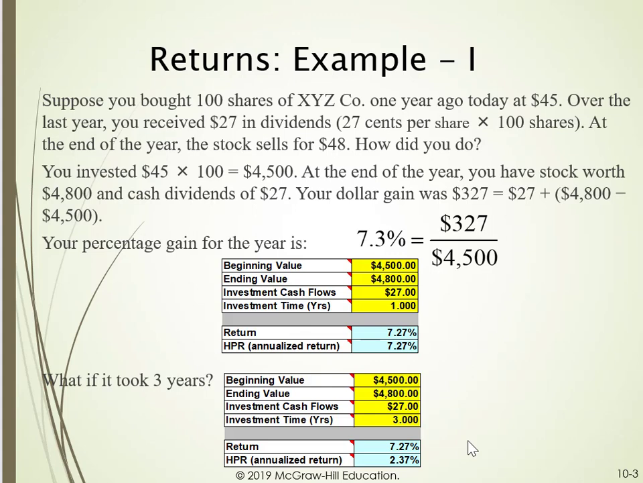So here's an example. Here we have a company. A year ago, it cost $45 a share. You receive $27 in dividends per share. And currently it's selling for $48. So the question is, how well did you do on this particular investment?